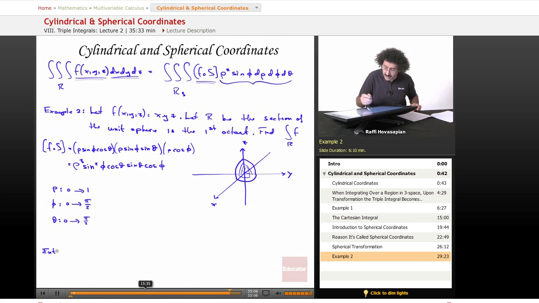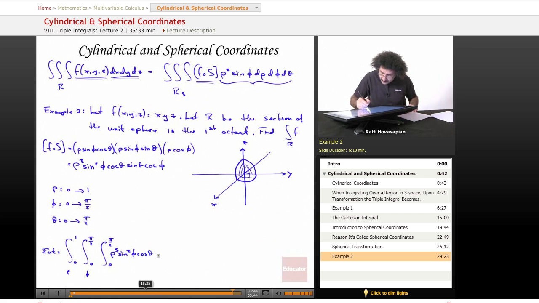Our integral equals, I'll go ahead and do it there. 0 to 1, that's going to be our rho. We have 0 to pi over 2. Let's make that our phi. So I'll go ahead and write rho and phi. It's always good to write the variables underneath. And then our theta is going to be 0, again, to pi over 2. And of course, we have our function. So we have rho cubed sine squared phi.